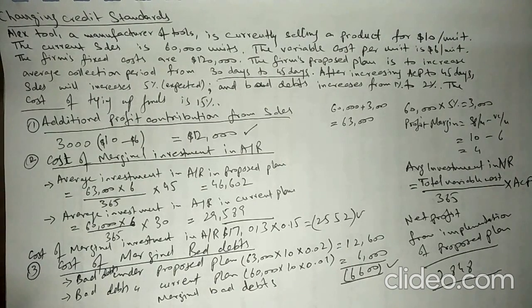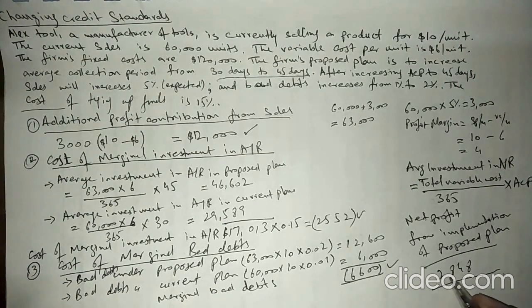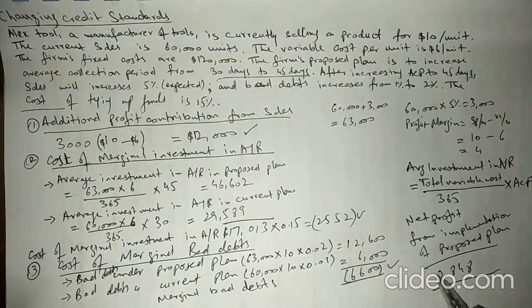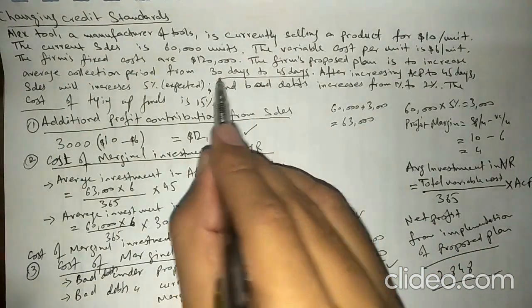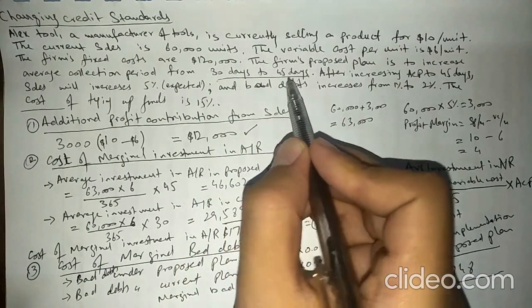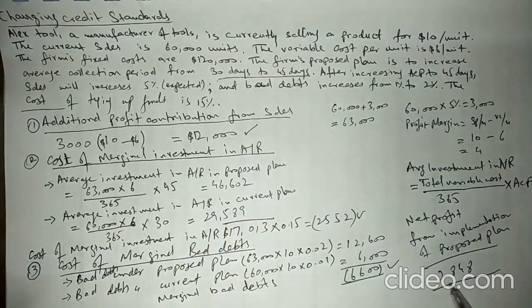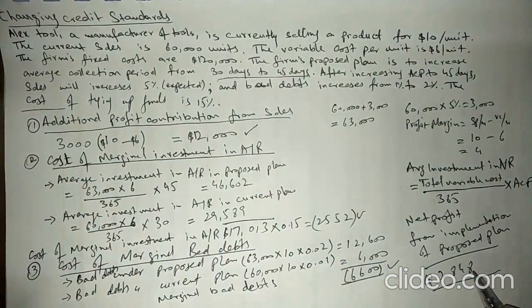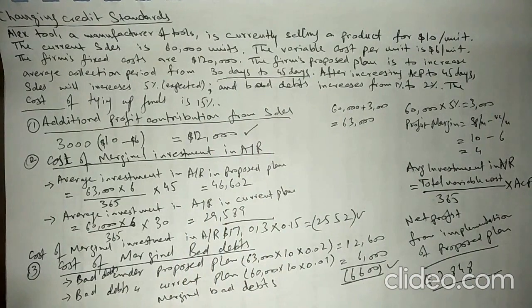So if this answer is positive, it means that we should implement a proposed plan, and if this answer is negative, we will not implement the proposed plan. So in this case, the answer is positive. It means that we can go from 30 to 45 days, and if we go from 30 to 45 days average collection period, we will get extra benefit of 2,848. Thank you so much. That's how we can evaluate the changing in credit standards.